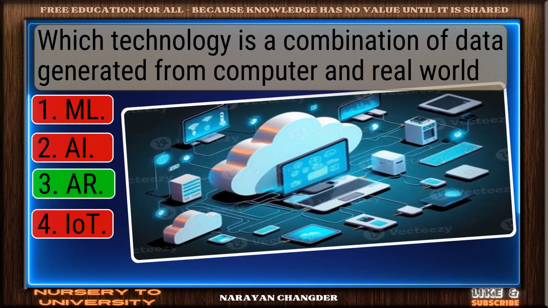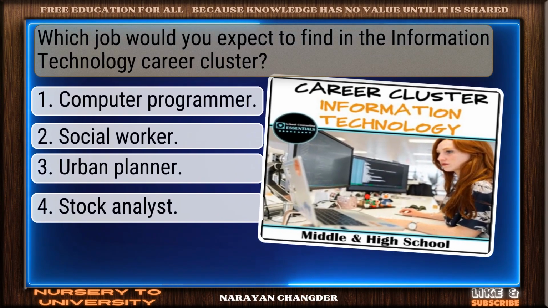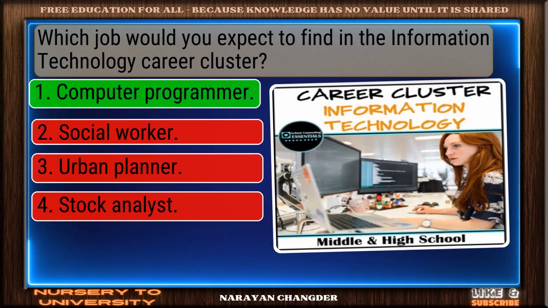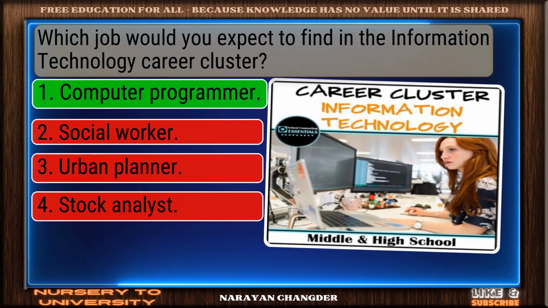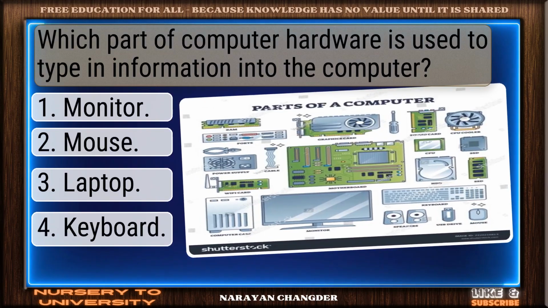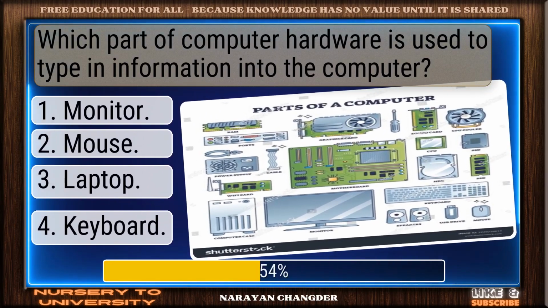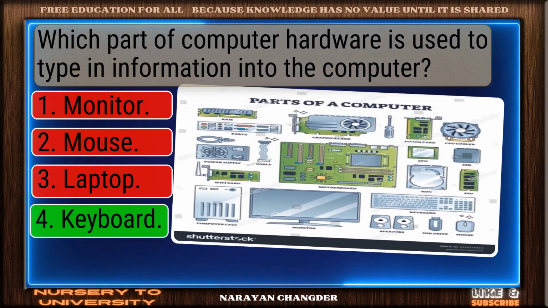You chose R. Correct. Which job would you expect to find in the information technology career cluster? Clear logic. Computer programmer is sound. Which part of computer hardware is used to type in information into the computer? Good job. Keyboard works well.